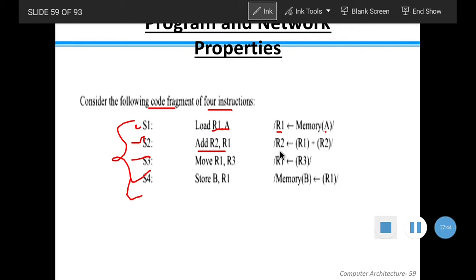So R2 comma R1 means here R1 and R2 are added, the data present in R1 plus R2 is added, and the result is stored back to R2. Similarly, we have move R1 comma R3. So we are moving the data present in R3 to R1. Then store B comma R1. So we are storing the R1 value in memory B.